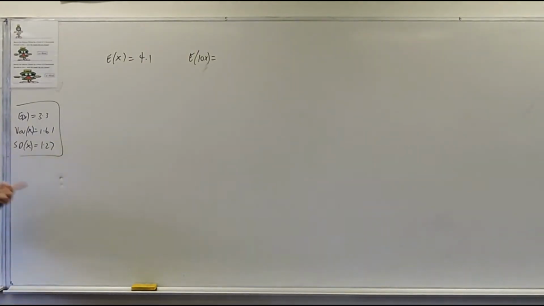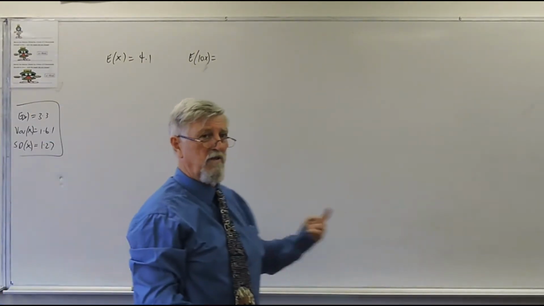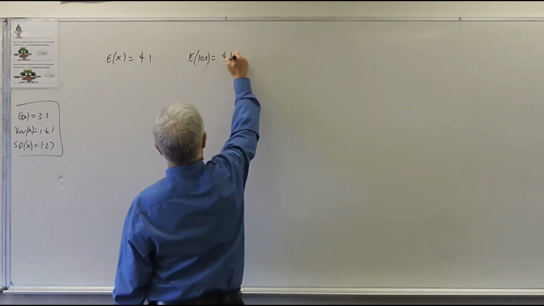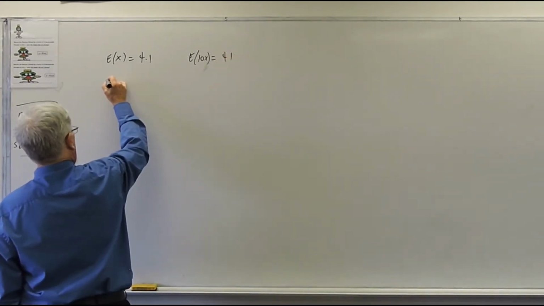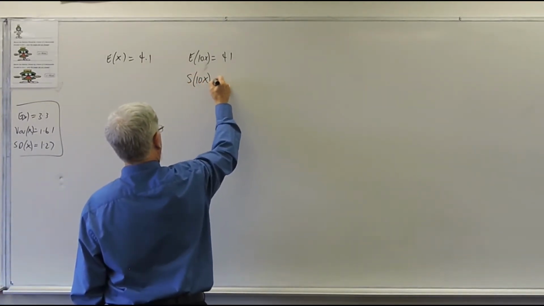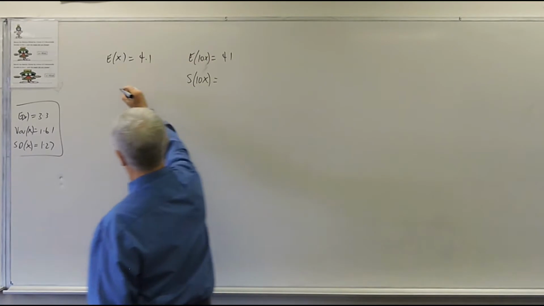So if you had an average of 4.1 and you multiplied every score by 10, what happened to the average? 41. So what would happen to the standard deviation for 10x? Yeah, so what would be the standard deviation?